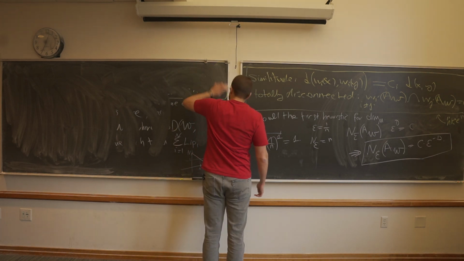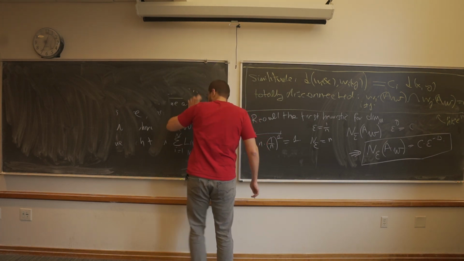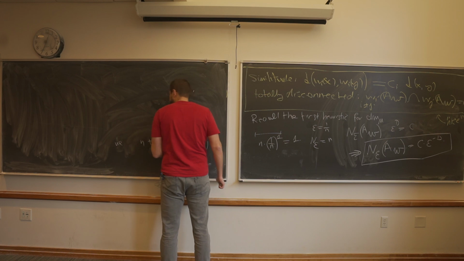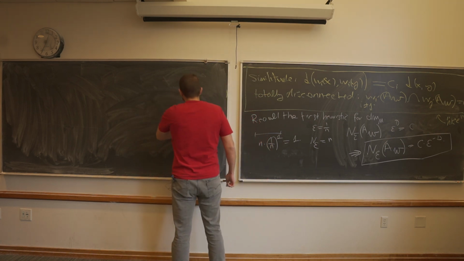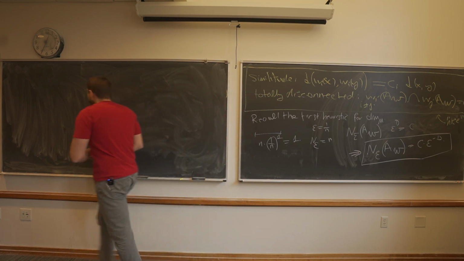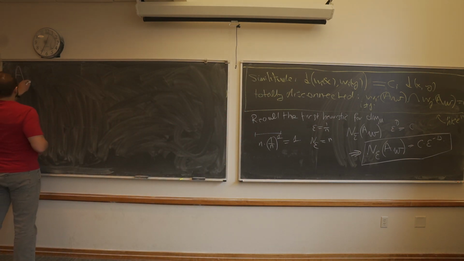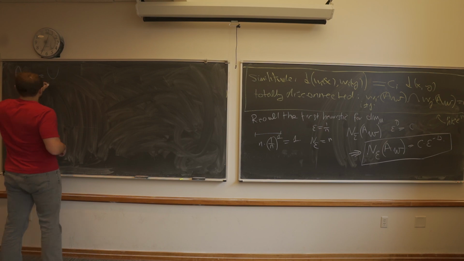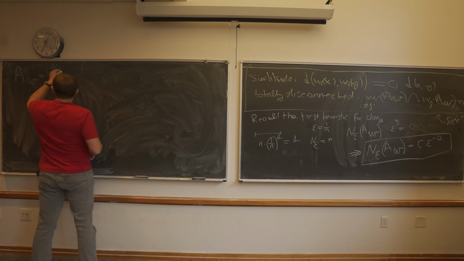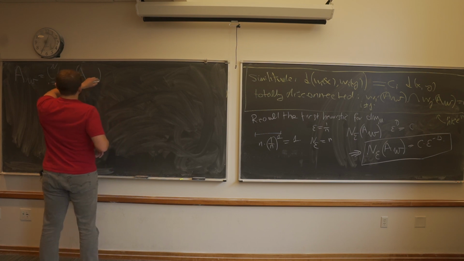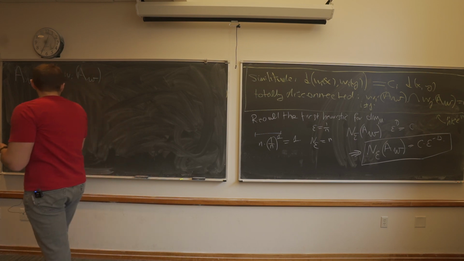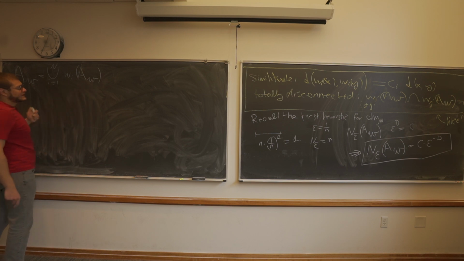Because recall that by definition, the attractor of W is a fixed point of the Hutchinson operator associated to the iterated function system. Which means that this is the union of all the images. Now first, let's try to understand the epsilon covering number of one of these images.